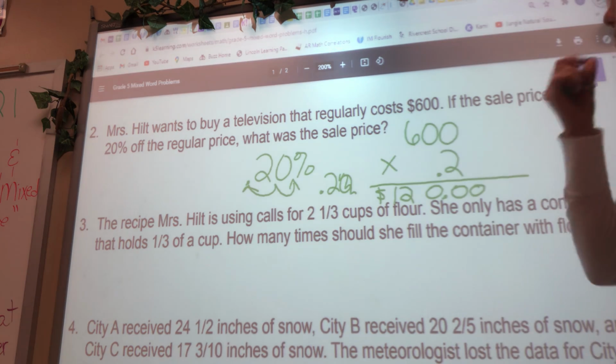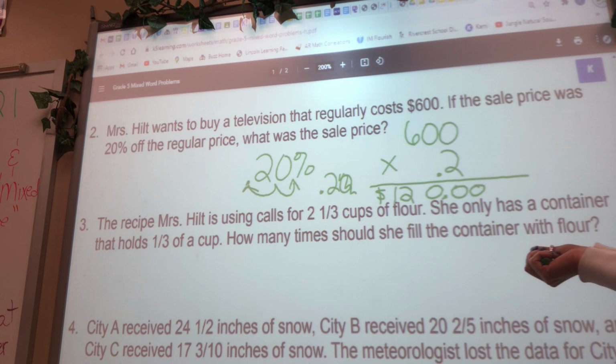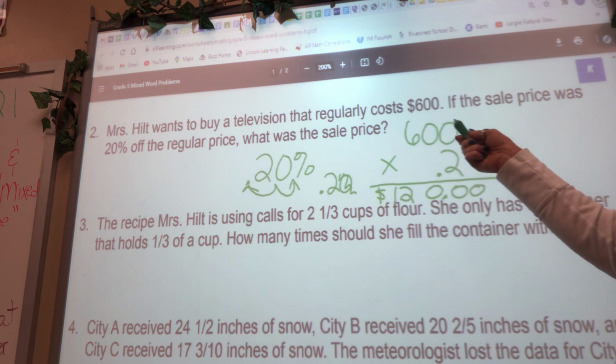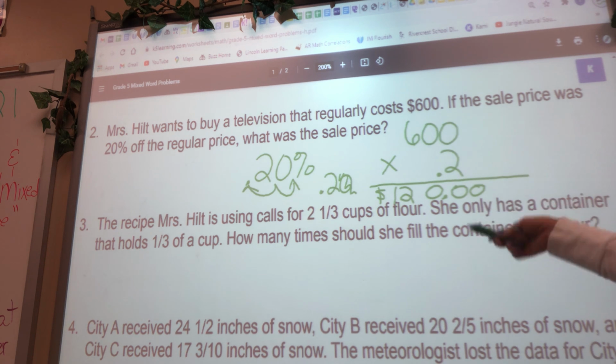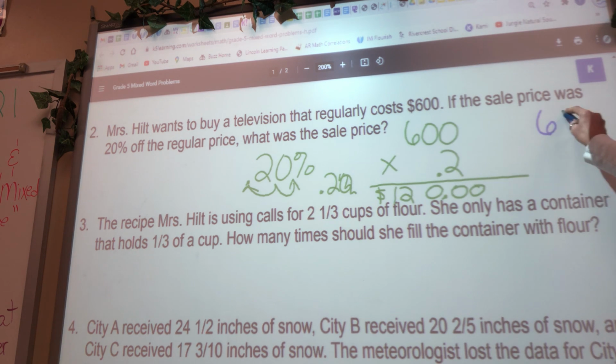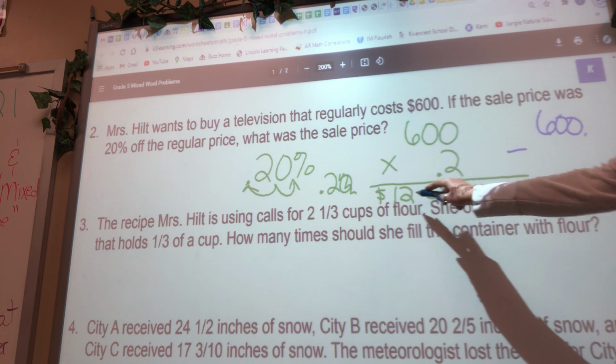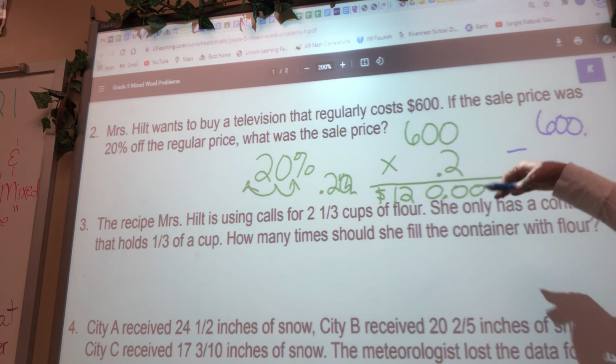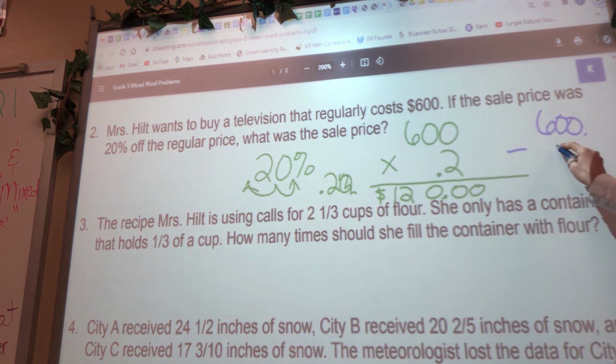Now this time they actually did ask, if the sale price was 20% off, what was the sale price? So, are we finished yet? Nope, we're not finished yet. It wants to know what was the sale price. So that means we have to take the original price and subtract out the percentage that they took off.